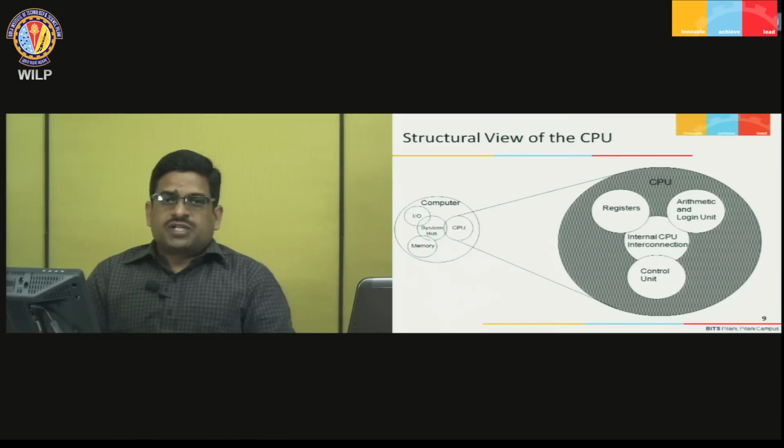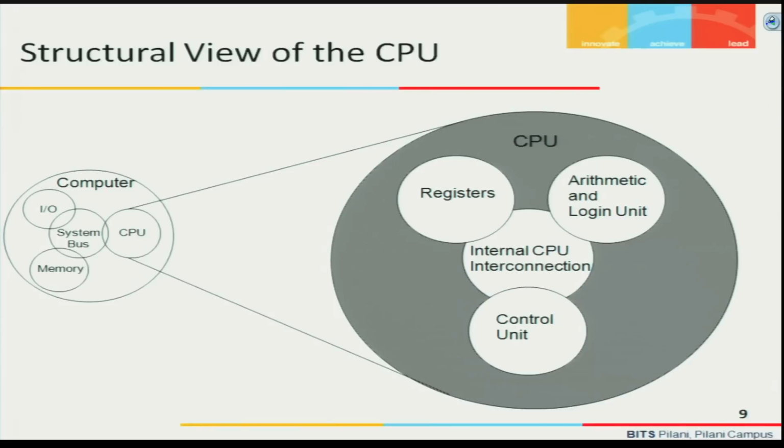Now look at the structural view of the central processing unit or CPU. So inside the CPU what things are there? Inside the CPU we have registers. A register is again a storage internal to the CPU. It is a kind of memory, small size memory.